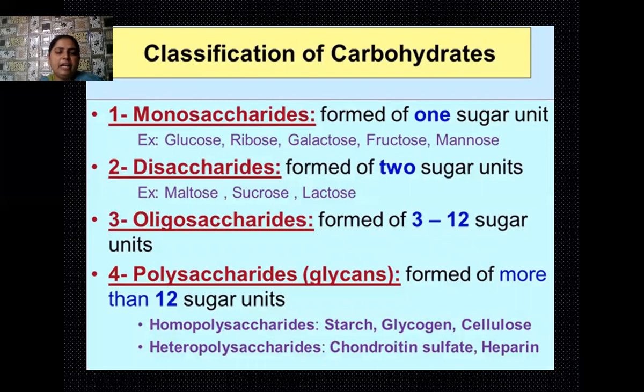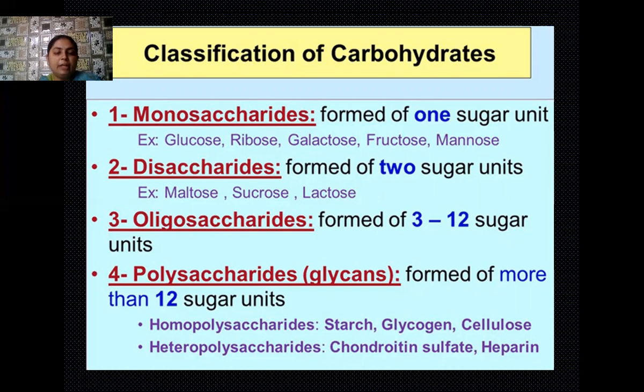Yes, students, here we are going to discuss the classification once more. Monosaccharides are those carbohydrates which are made up of one sugar unit. Many examples are there: glucose, ribose, galactose, fructose, and mannose. Disaccharides are made up of two sugar units, such as maltose, sucrose, and lactose. Oligosaccharides are formed of 3 to 12 sugar units. And polysaccharides are the complex type of carbohydrates which have more than 12 monomeric units or sugar molecules.